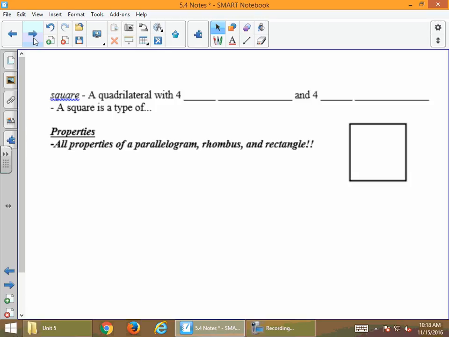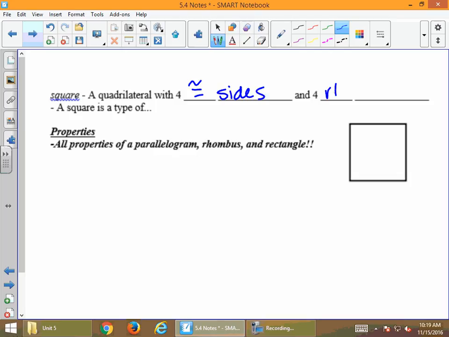The last one is the hybrid. It's like the Liger of math. Okay. A square, by definition, is a quadrilateral with 4 congruent sides and 4 congruent angles, which are all right angles.